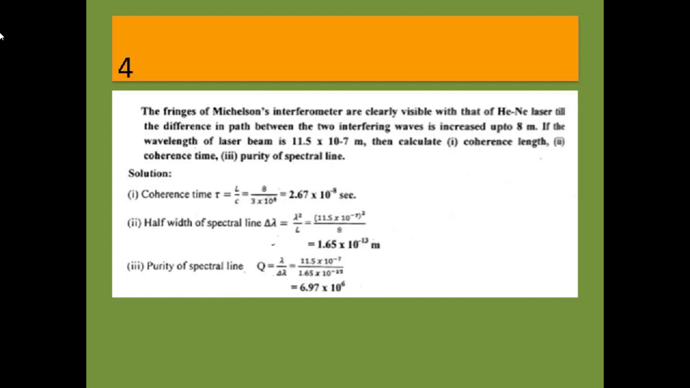Then we need to find the last, purity of spectral line. It is denoted by Q is equal to lambda upon del lambda is equal to 11.5 into 10 to the power minus 7 divided by 1.65 into 10 to the power minus 13, which will give you 6.97 into 10 to the power 6 is the purity of the spectral line.